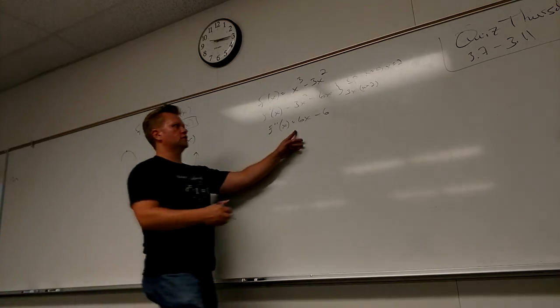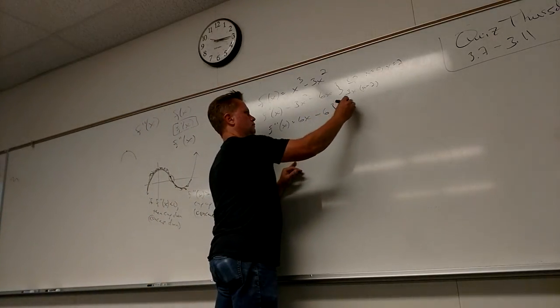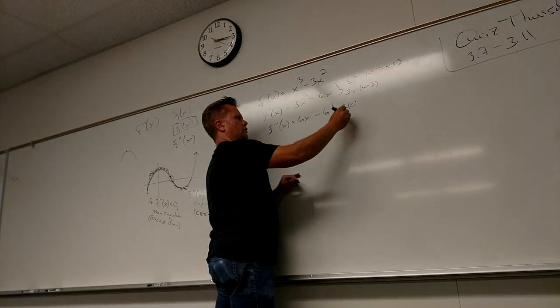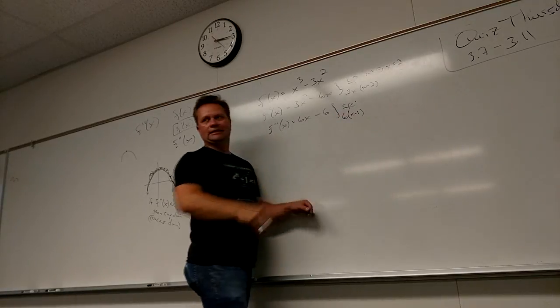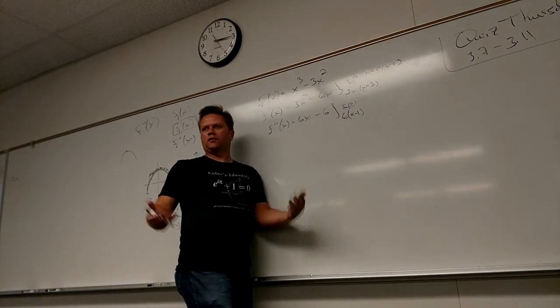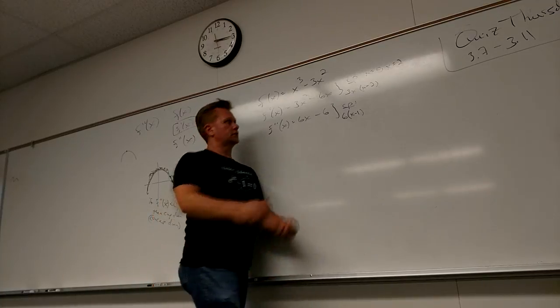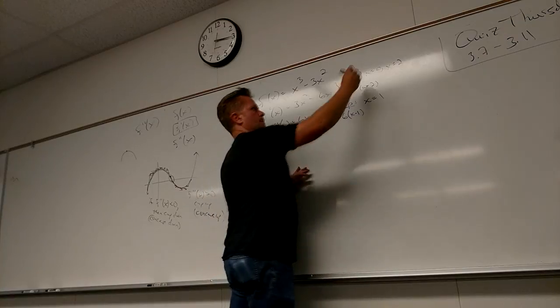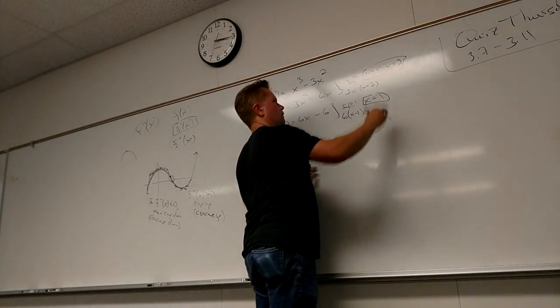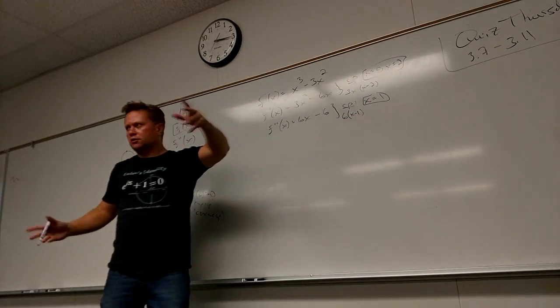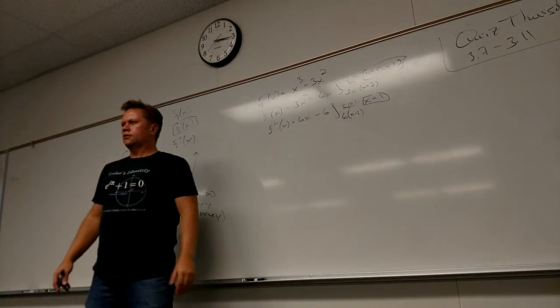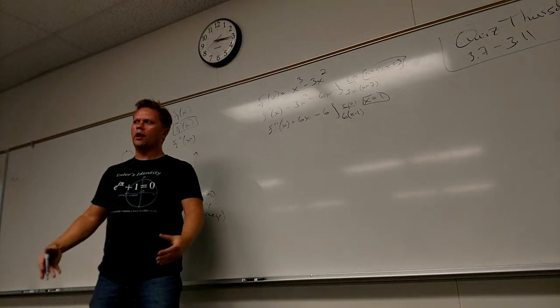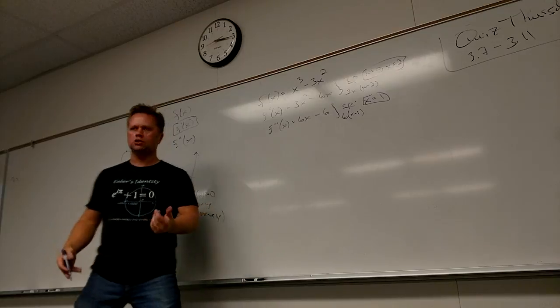What are the critical points for the second derivative? If you factor this, you get x minus 1. Didn't really need to factor though. We're going to get x equals 1. So we do still call them critical numbers or critical points for the second derivative. That's where the concavity might change.